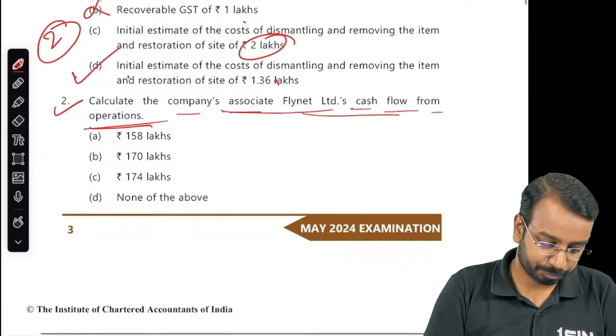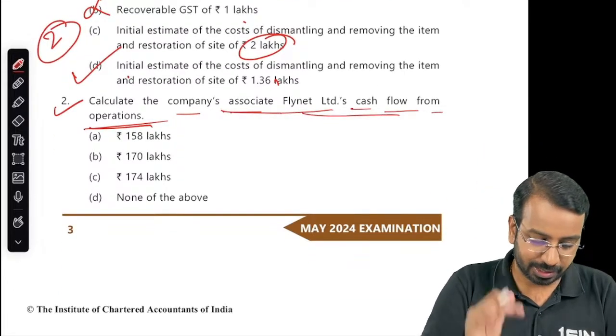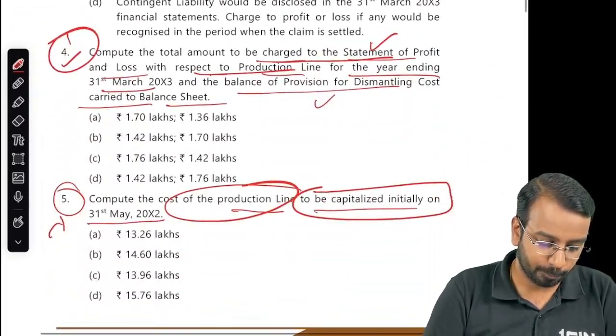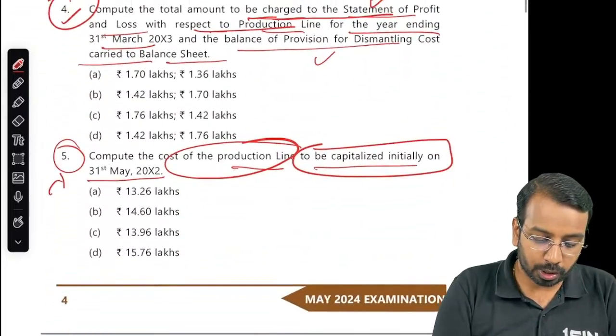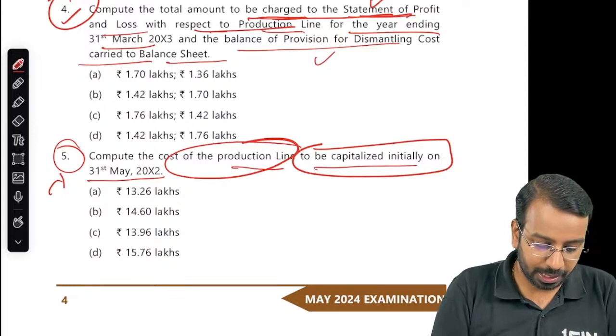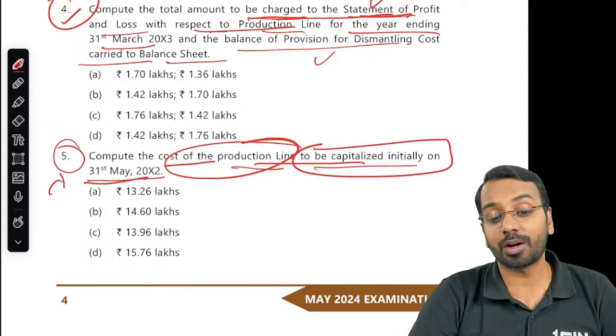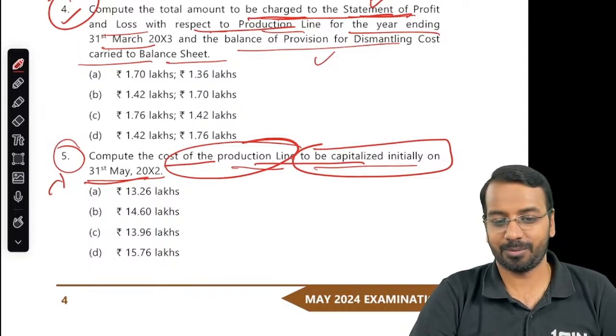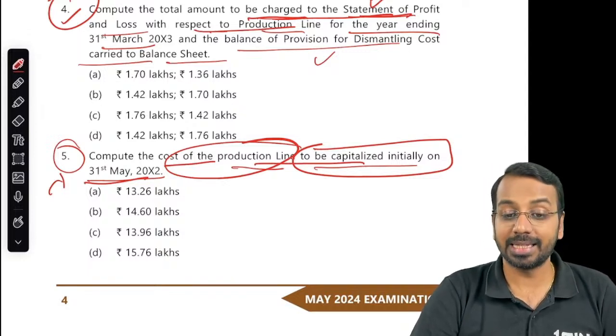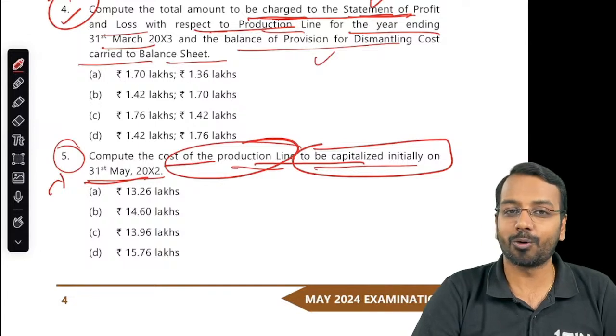Then the associate, that is the third scenario. We will consider it later. Then compute the total amount to be charged in the statement of P&L and compute the cost of the production line to be capitalized. Now always remember, first we will capitalize. Correct. First we will capitalize and then we will charge the amount to P&L.